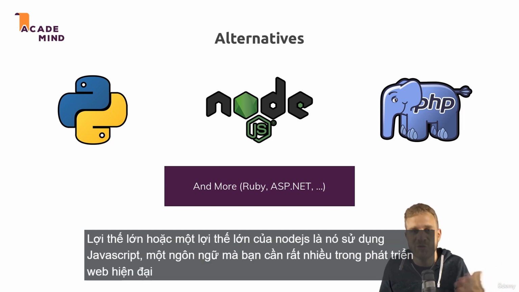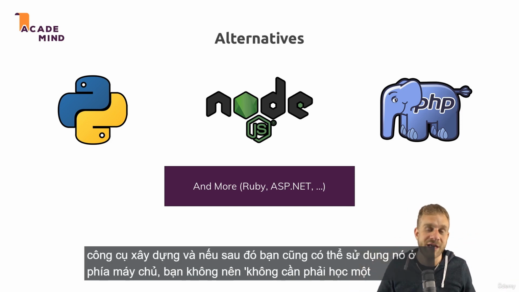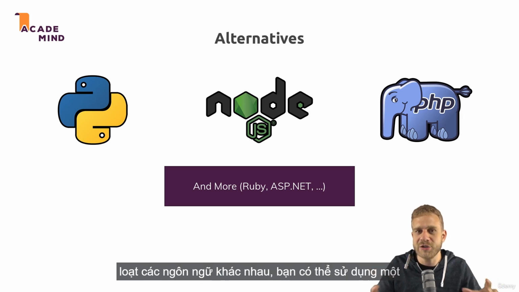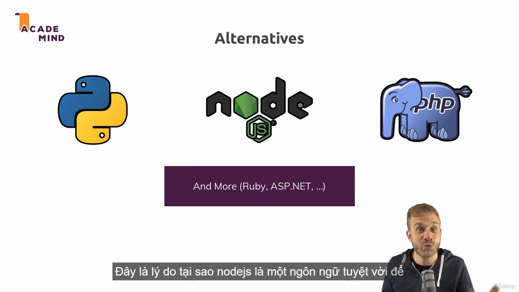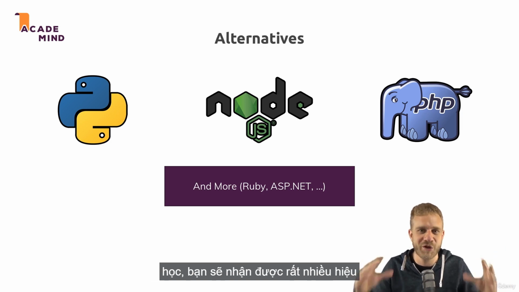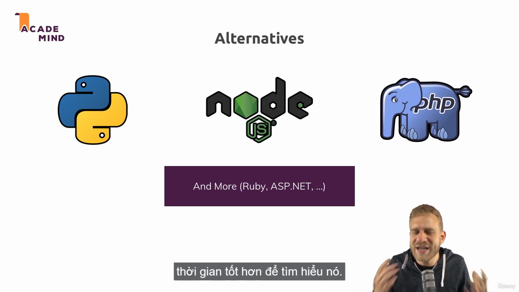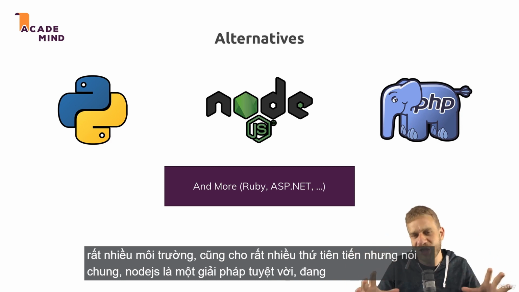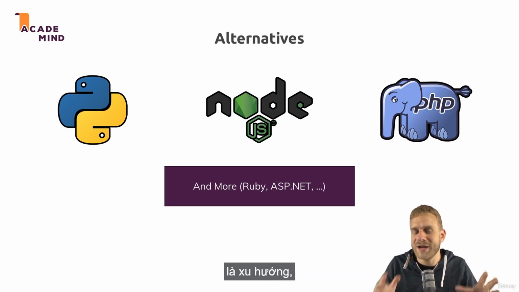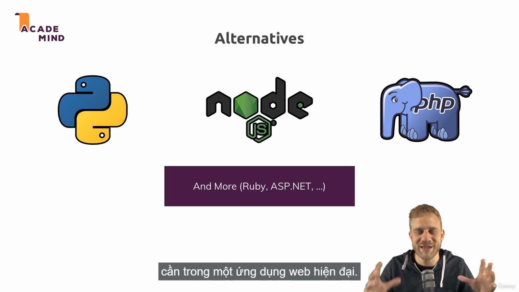The huge advantage, or one huge advantage of Node.js, is that it uses JavaScript, a language which you need so much in modern web development, for all the front end, for some build tools. And if you then can also use it on the server side, you don't need to learn a bunch of different languages. You can use one and the same language and then use that for your server-side code too. This is why Node.js is a great language to learn. You get so much efficiency out of it. It's also a highly performant and popular language. There are so many jobs out there for Node.js. There never was a better time to learn it. It's used in so many environments, also for a lot of cutting-edge stuff. But in general, Node.js is a great solution. It's trending, it's fast, it's efficient, and it makes sure that you only need to learn one language to write all the code you need in a modern web application.